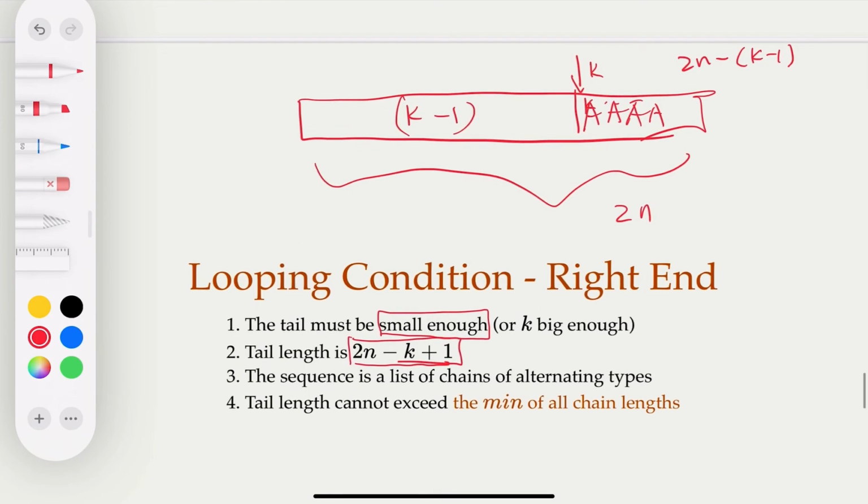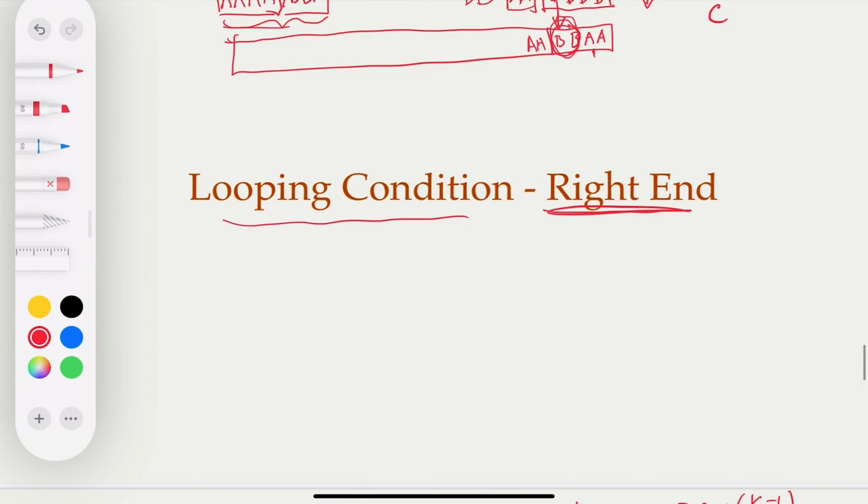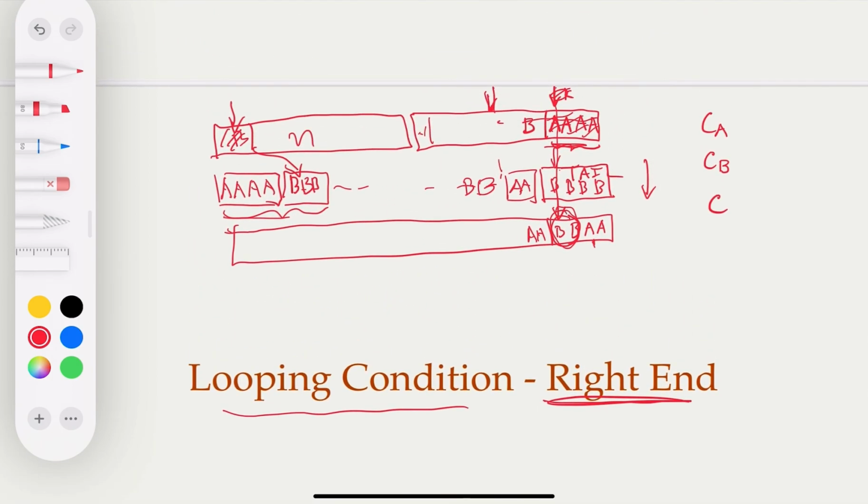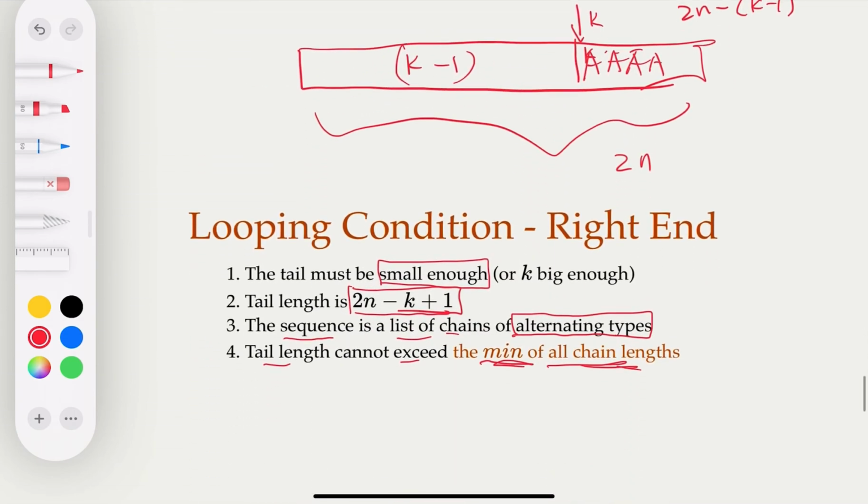And the sequence must be a chain of alternating types, like A followed by B followed by A followed by B and things like that. And the tail length cannot exceed the minimum of all chain lengths. For example, earlier we said if the minimum is 2, your tail length cannot be more than 2, because if the tail length is more than 2, you're going to be sandwiched at the case position. So that is the case.